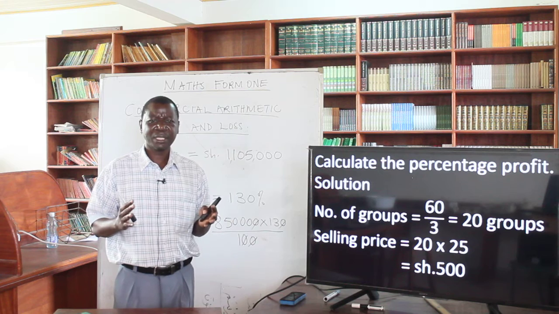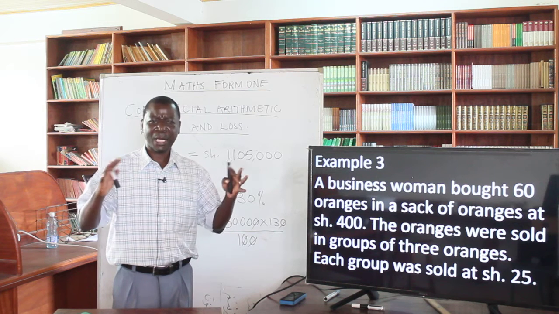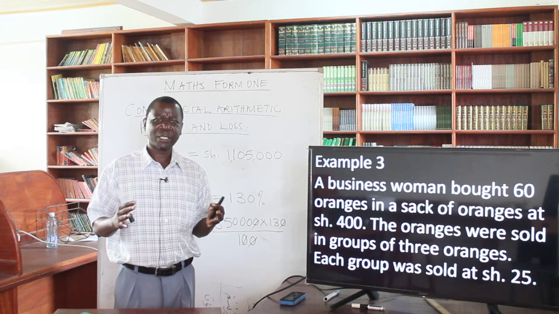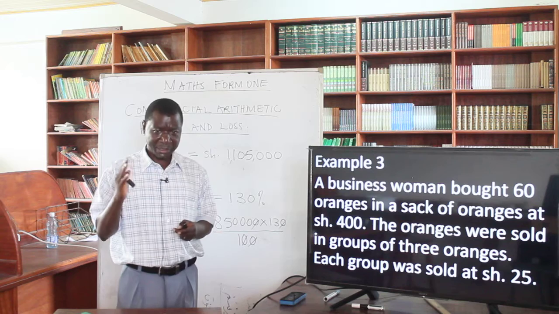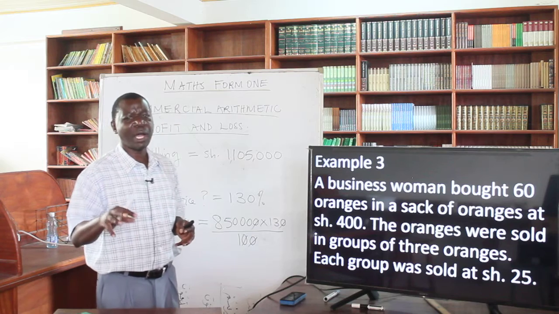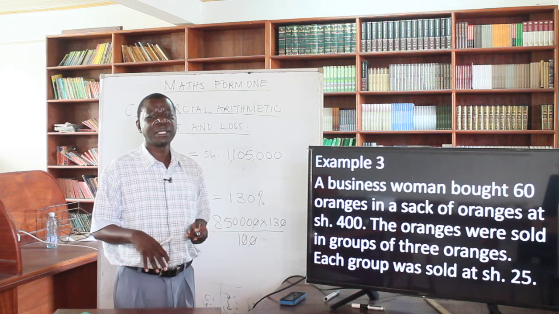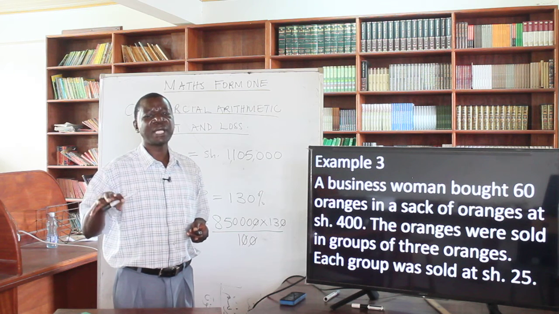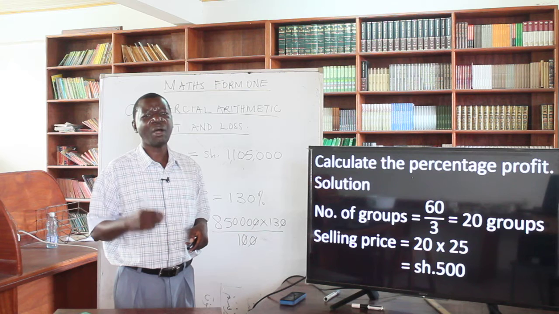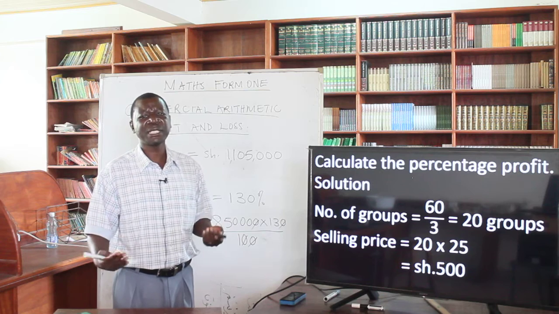So in this case, the oranges were bought in a sack. The sack was containing 60 oranges. The whole sack was bought at 400 shillings. So that is the buying price. Then these oranges were arranged in small groups, each group having 3 oranges, and the 3 oranges in that one group were sold at 25 shillings. So how much money was gained as the profit, so that we calculate the percentage profit.